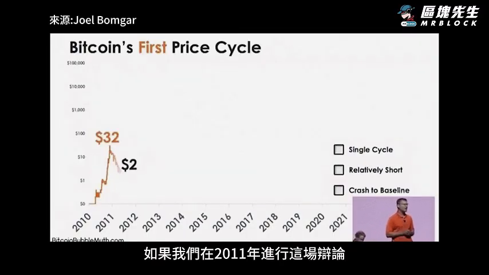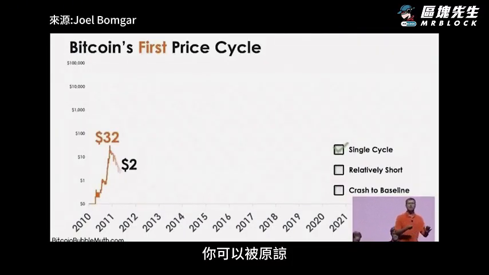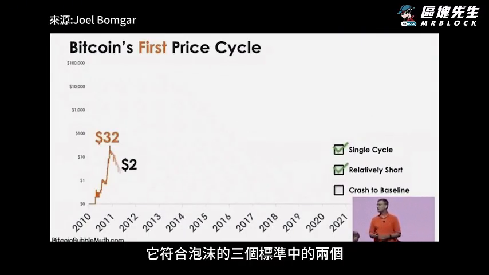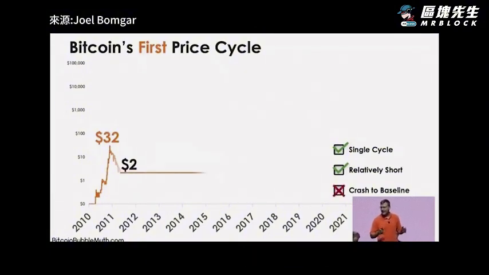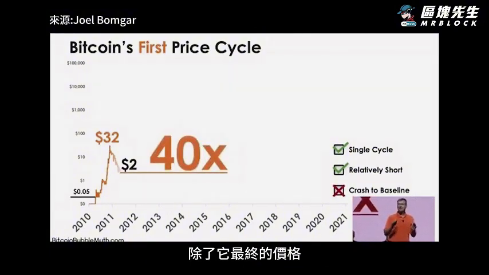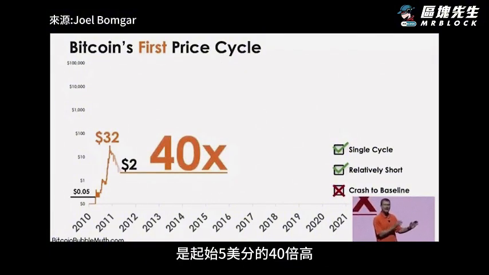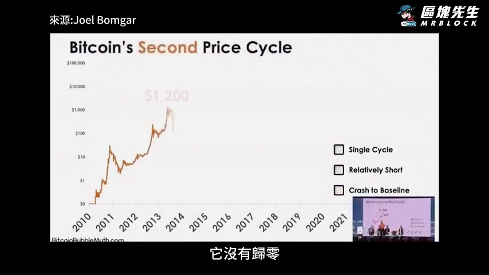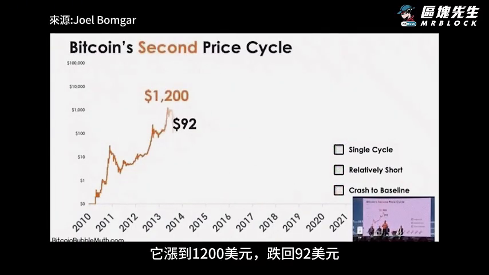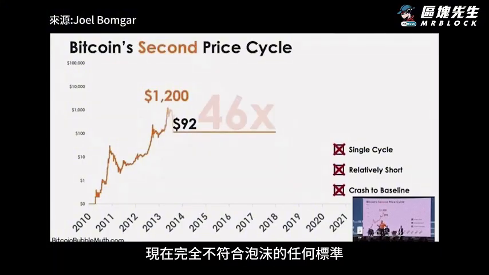Now, if we were having this debate in 2011, you could be forgiven for believing it met 2 of the 3 criteria of a bubble, except that it landed at a price that was 40 times as high as the 5 cents that it started at. What happened next? It didn't go to 0. It went up to $1,200, came back to $92, meeting now none of the criteria of a bubble.